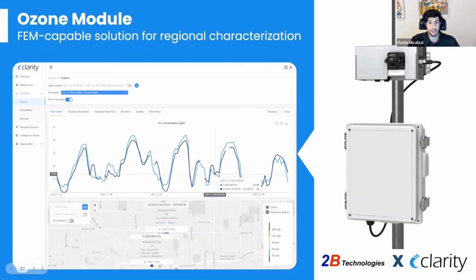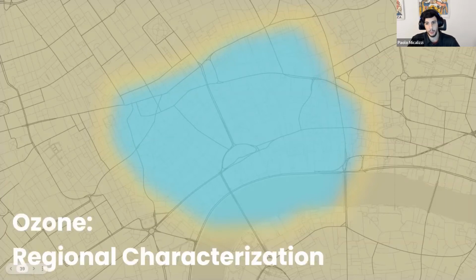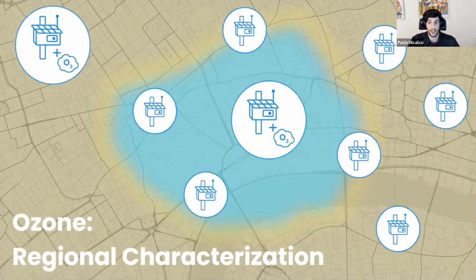Next slide, please. Now, ozone is a little bit different from particulate matter and NO2 because of how it is formed. Being a secondary pollutant, it tends to be more uniformly distributed spatially. So we believe that for ozone, very accurate regional characterization is of more interest than indicative block-to-block monitoring. We see this as an opportunity to propose our first FEM-capable solution. This way, our customers can create a hybrid network that is dense for those parameters with high spatial variability, such as PM2.5 and NO2, and more sparse but extremely accurate for the regional characterization of uniformly distributed pollutants such as ozone. And this approach is already at work.